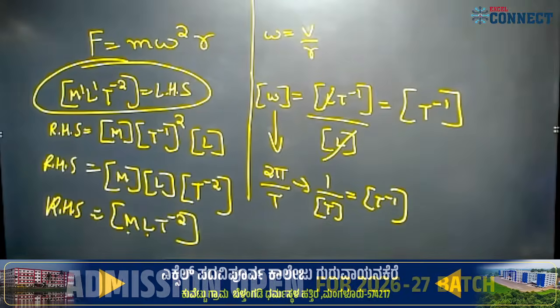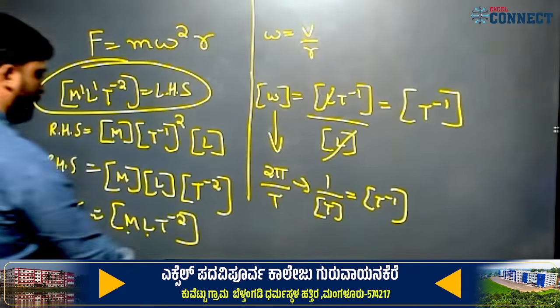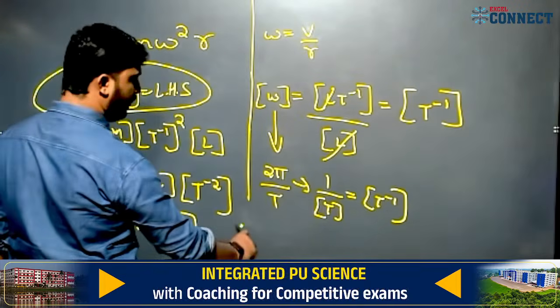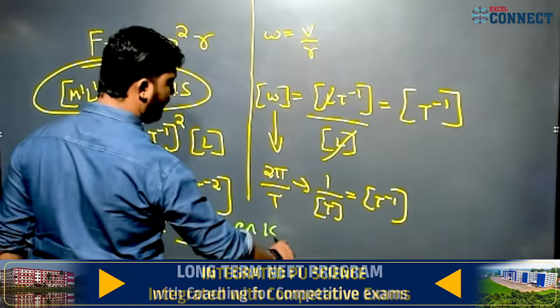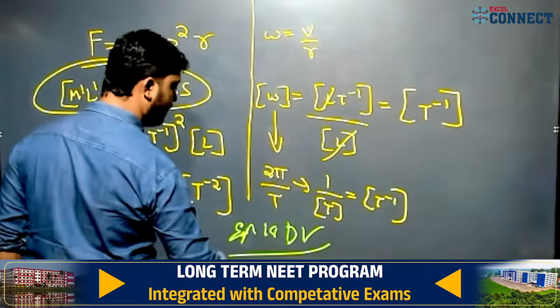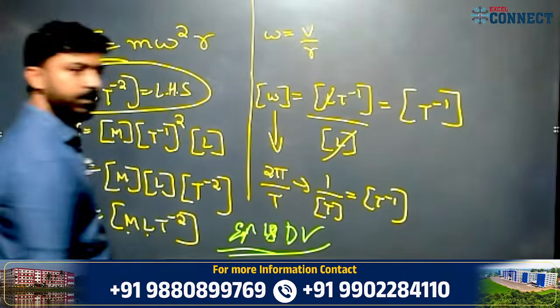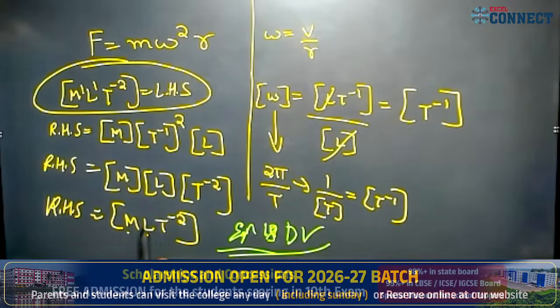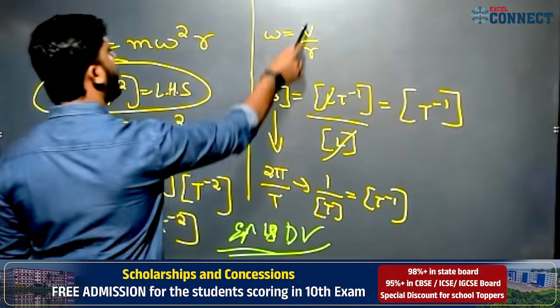Right, students? So the formula is... equation or formula is dimensionally correct. Okay, the formula is dimensionally correct and you should be able to derive the dimension of omega.